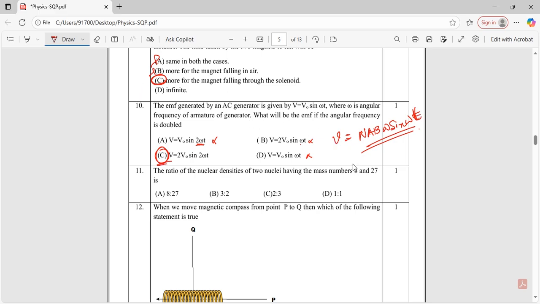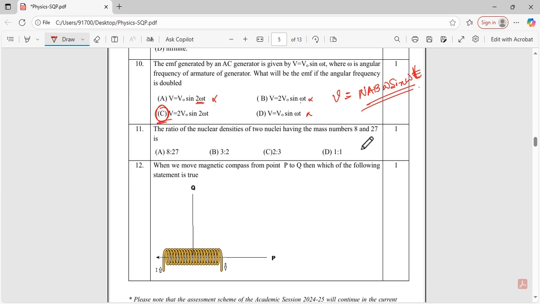Now question number 11. The ratio of the nuclear density of two nuclei having mass numbers 8 and 27 is. Okay. So nuclear density. Obviously nuclear density does not depend on mass. So these are not correct, not correct, not correct. That's the correct option.